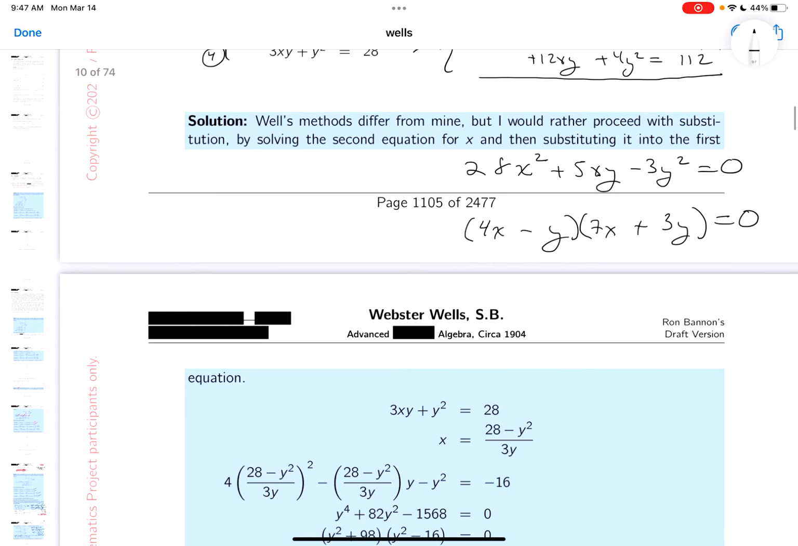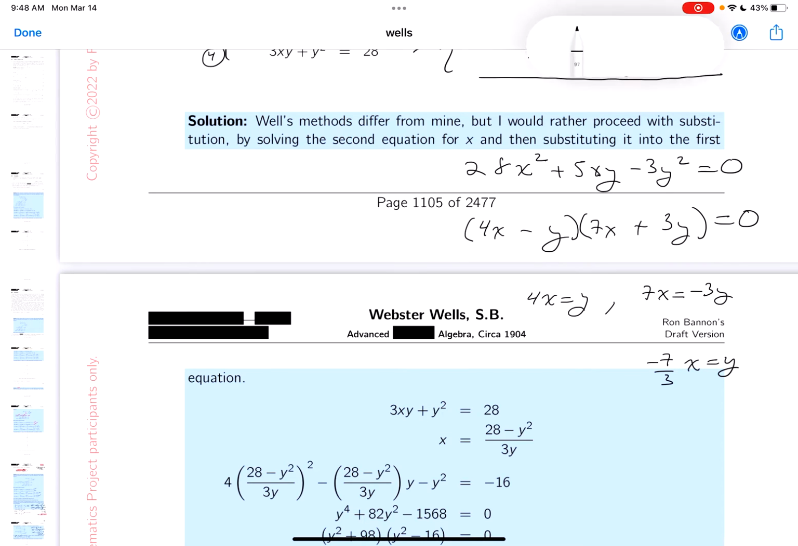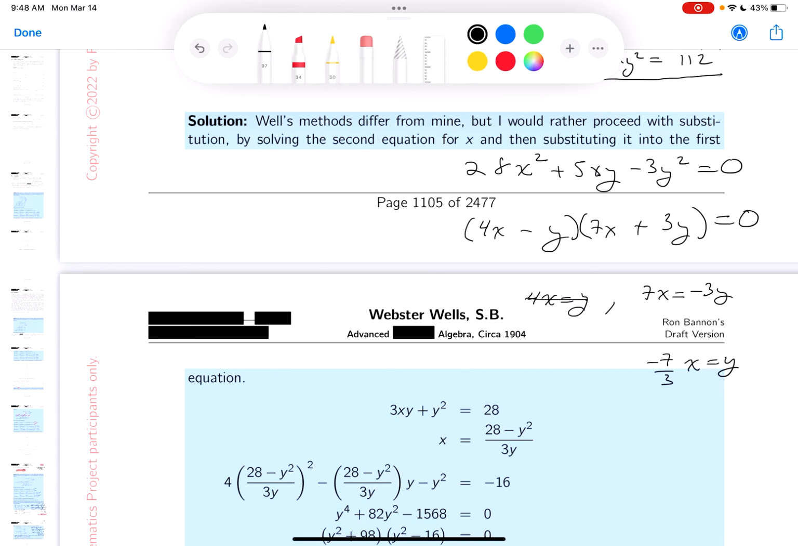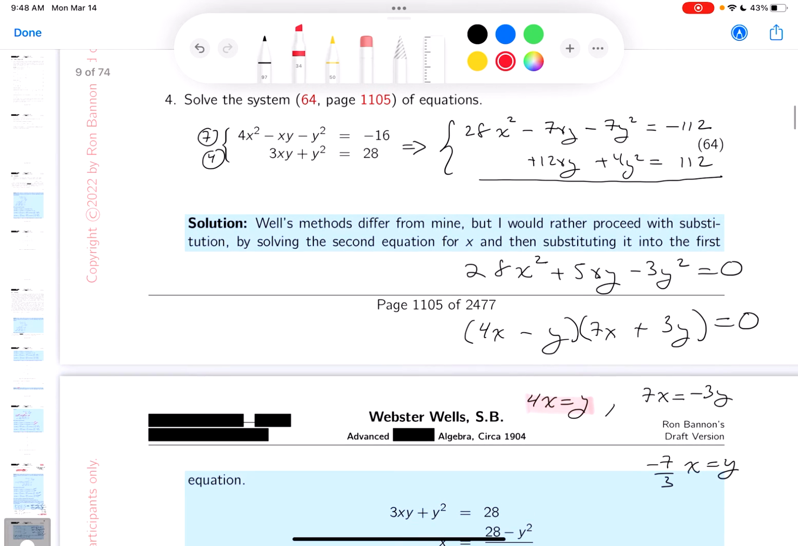So lo and behold, I get something that's pretty simple. I get 4x is equal to y on the first factor. And the second factor, what do I get? I get 7x is equal to minus 3y. Or I could say y equals minus 7/3 x. Now, I've got to be honest with you, looking at this, I'm thinking this might be the easiest one to go for first, right? The question is, what are you going to do with that? I've got to plug it in somewhere. And I think this is probably the easiest place to plug it in.